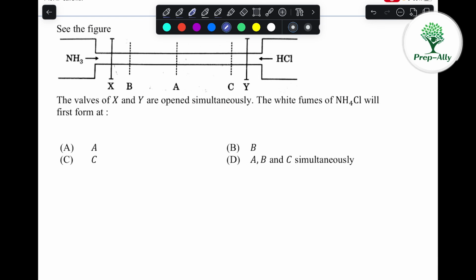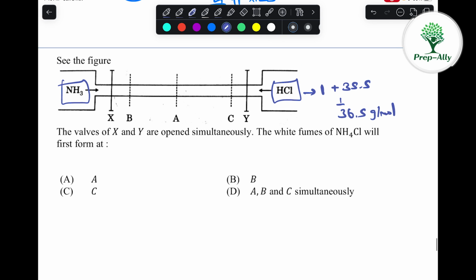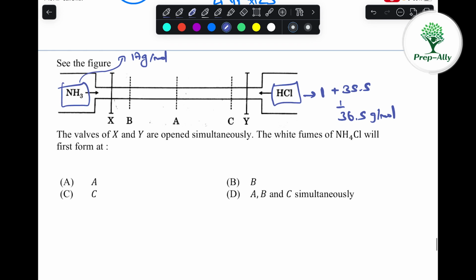See the figure. The valves X and Y are opened simultaneously. Okay, I have two things. One is this gas and one is this gas. Let's talk about the weight of those gases. H is going to have the weight of 1 gram per mole and Cl is going to have the weight of 35.5 gram per mole. The total weight of this gas is going to be 36.5 gram per mole. And I have NH3. NH3 is going to have 17 gram per mole because hydrogen is 3 and N is 14. 14 plus 3 is going to be 17, right?